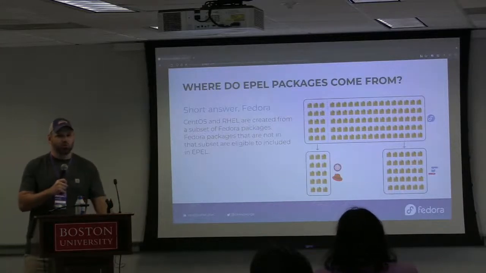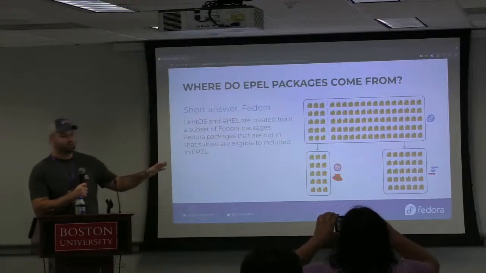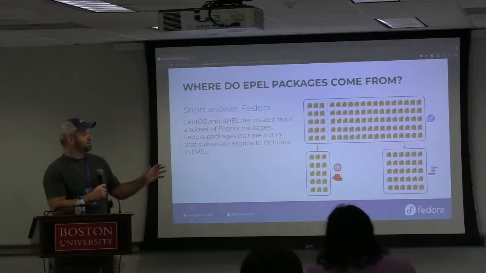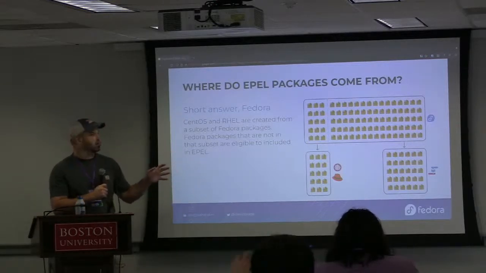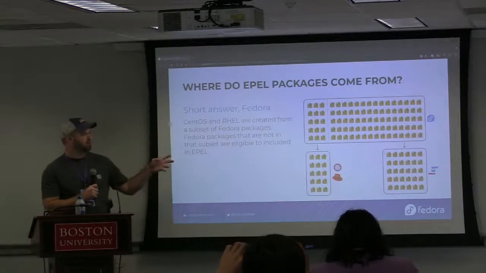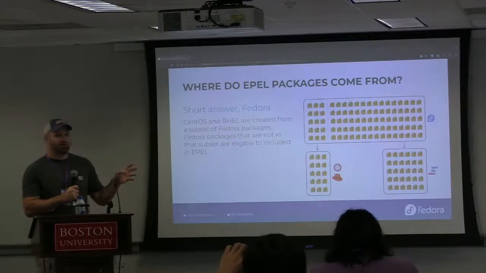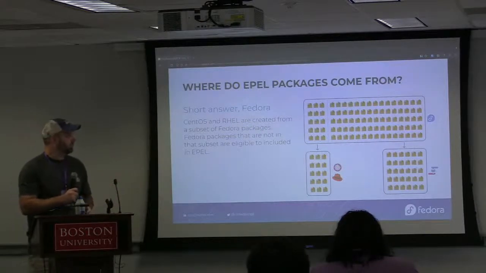So you might be wondering, where do EPEL packages come from? Note, this chart is not to scale. There are more than 90 packages in Fedora, but you can see here where it's divided, and RHEL and CentOS are created from a subset of Fedora packages. Everything else in Fedora is eligible to be put into the EPEL repository. Not automatically, but it's eligible.